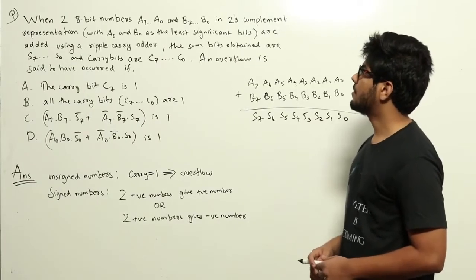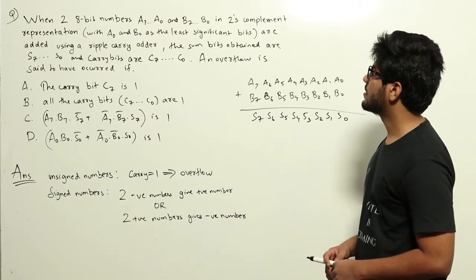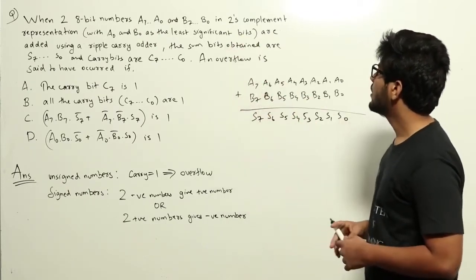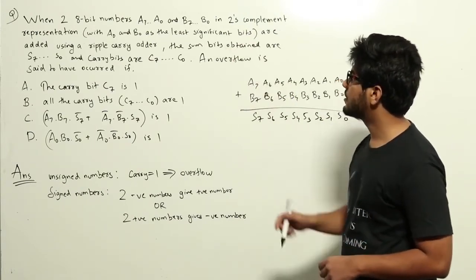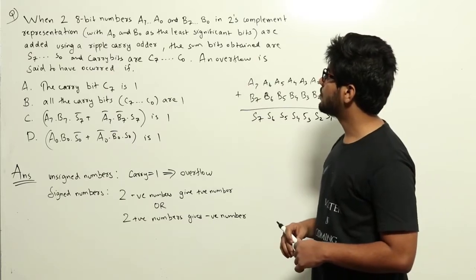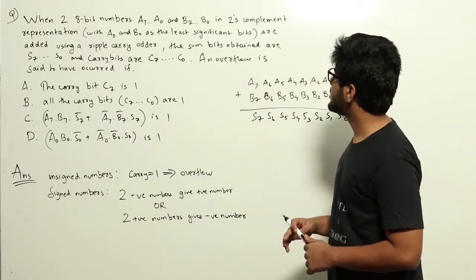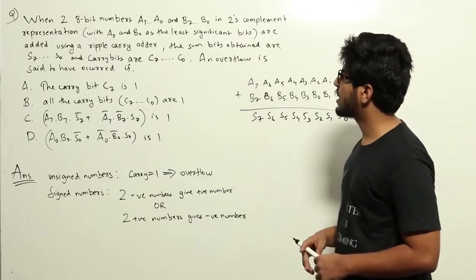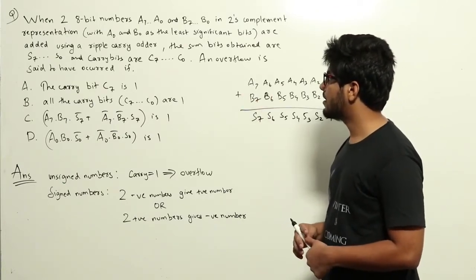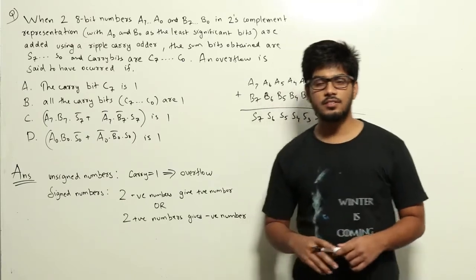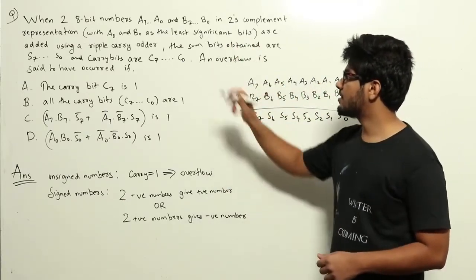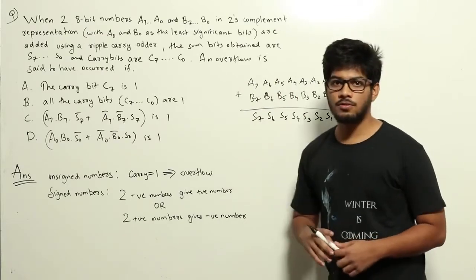When two 8-bit numbers A7, A6, A5, etc., up to A0 and B7, B6, etc., to B0 in 2's complement representation, with A0 and B0 as the least significant bits, are added using a ripple carry adder, the sum bits obtained are S7 up to S0 and carry bits are C7 up to C0. An overflow is said to have occurred if... So this is a question from Digital Logic. When we are adding two numbers, they are asking what's the condition for an overflow to occur.